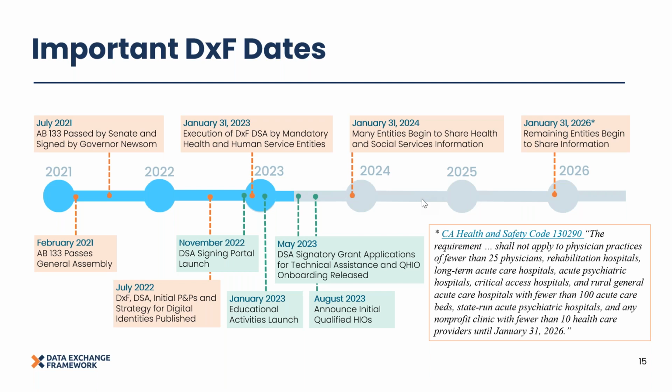Important dates and timelines of the data exchange framework. It was passed into law July of 2021. It had requirements that it be basically existed and shaped by July 2022, so that those deadlines were met. This past January 31st, 2023, is the date by which all required or mandated entities listed in the statute had to sign the data sharing agreement. The signing portal is still open. We'll cover some of that this hour, but there was an actual deadline.